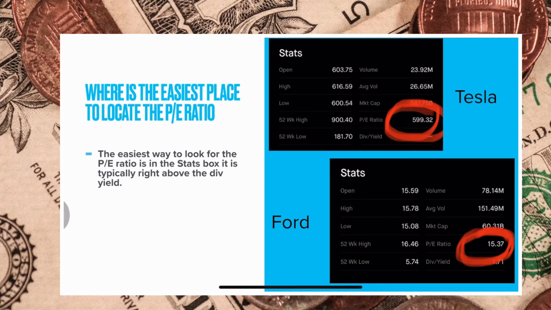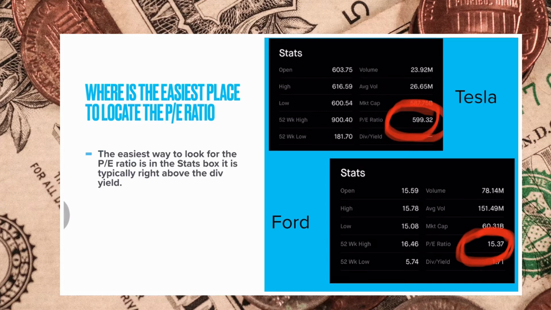We can look at the stats. So the easiest way to find the PE ratio is to look at the stats box, usually right under the stock. As you can see, I've taken pictures of Tesla and Ford, two different PE ratios. So if you're on Robinhood, you scroll down a little bit, you see this stats box, commonly in the second row, second from the bottom.